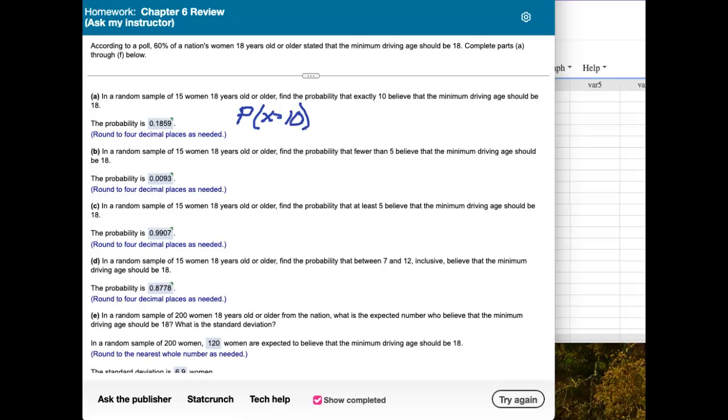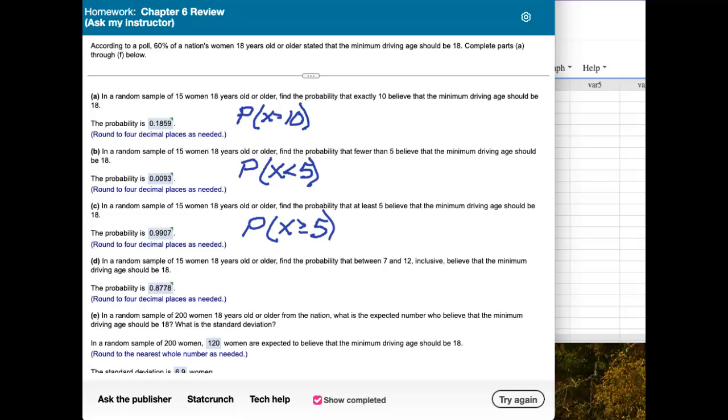In the next one, we're still using the same sample, 15 women. We're asked to find the probability that fewer than 5. So x is less than 5. That's what we're looking for here. And then in the next one, we're looking for the probability that at least 5, which means probability 5 or greater. So greater than or equal to 5.